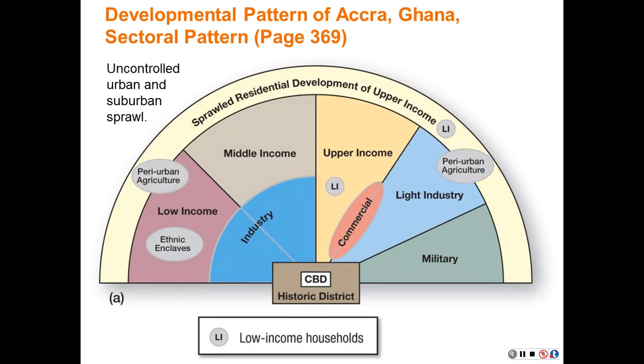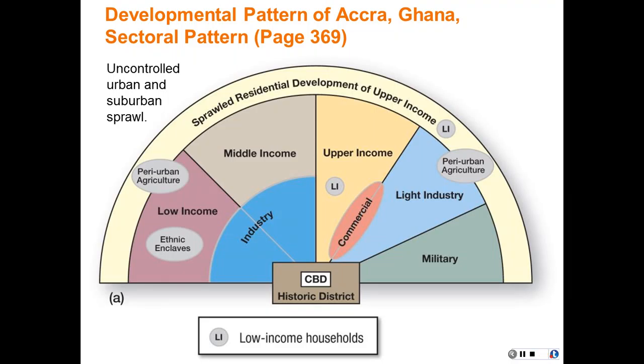Also on page 369, we see a developmental pattern of Accra, Ghana, a sectoral pattern, kind of a very theoretical display of uncontrolled urban and suburban sprawl, typical of places in West Africa. Here we see in the center point a historic district, and forming around that historic Old Town district, we see the development of military regions, areas of light industry, upper income housing, commercial districts in some of these upper income areas, some industry.